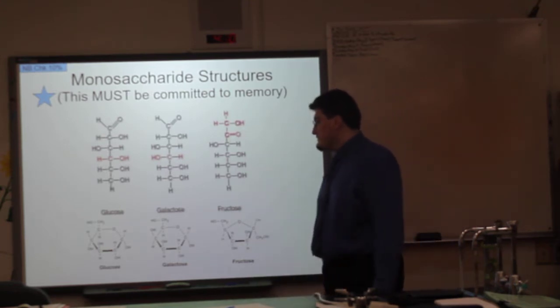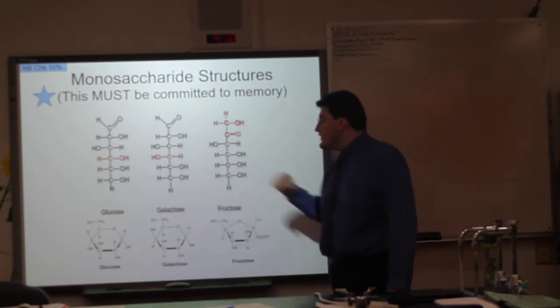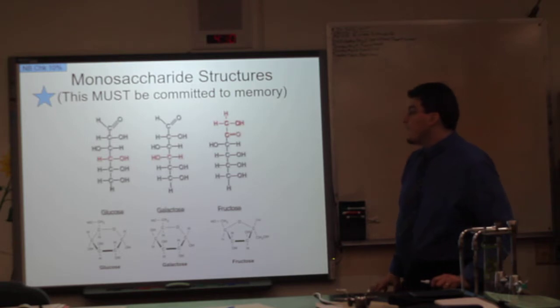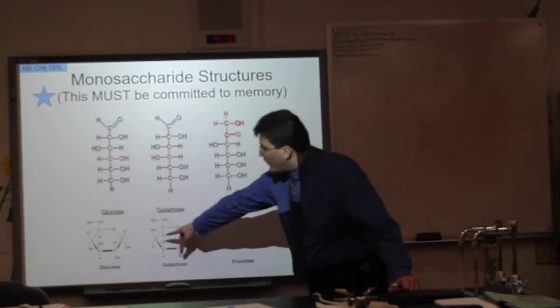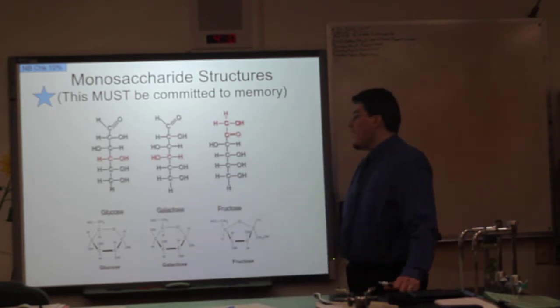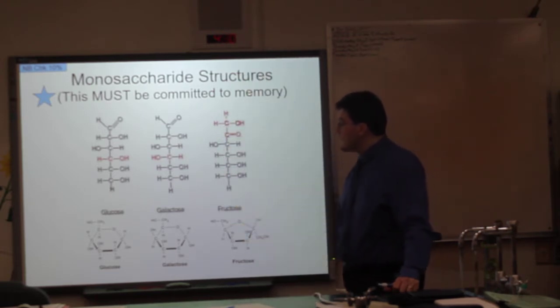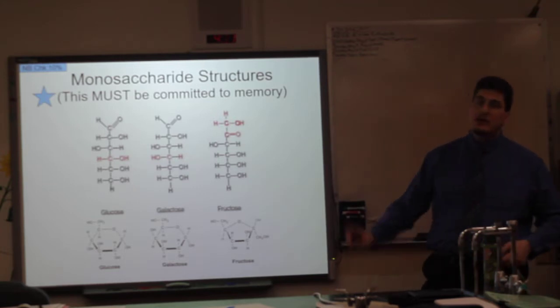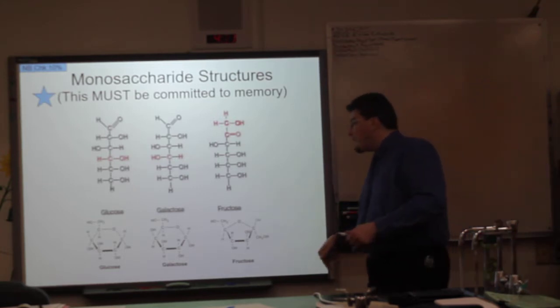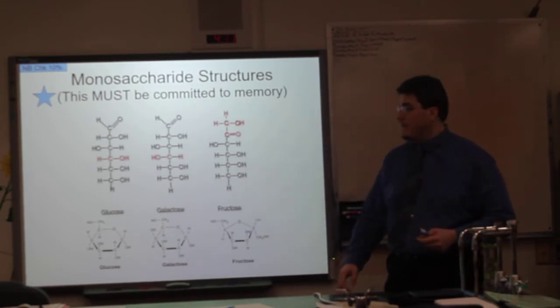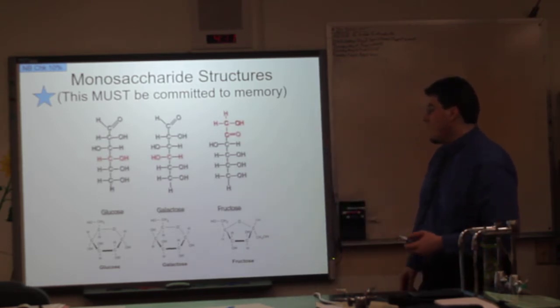In the ring form, glucose and galactose look very much the same. The difference being that the hydroxyl group on the 4 carbon of galactose points up, versus the 1 carbon hydroxyl group, which is down. They are opposed to one another. They are in the trans configuration.